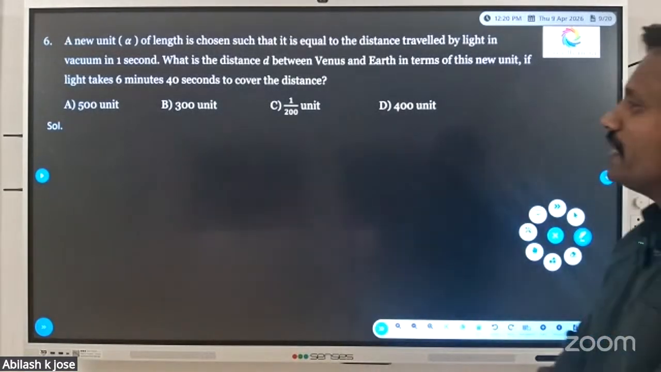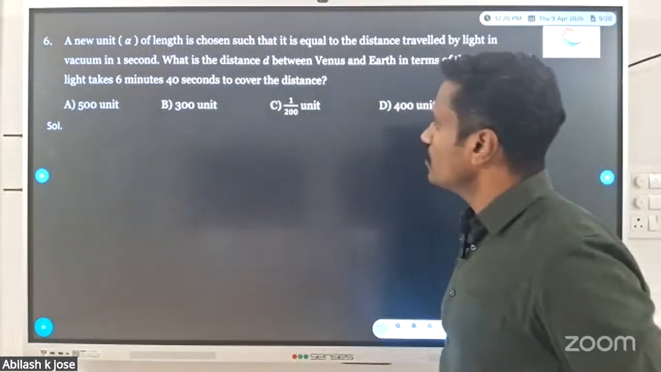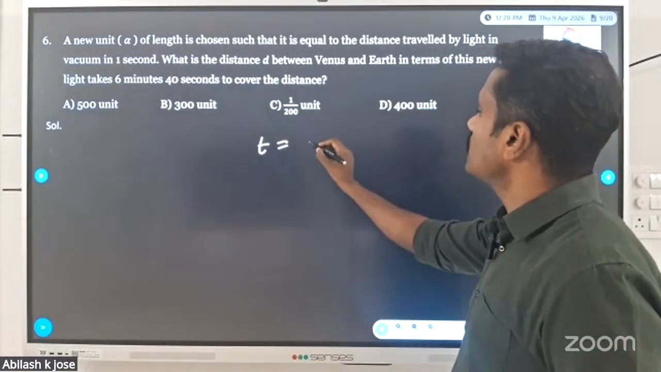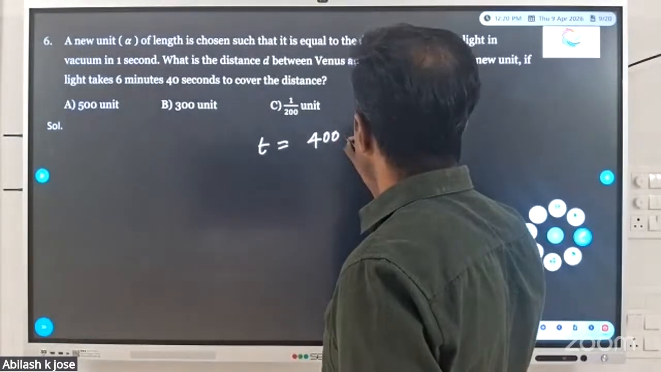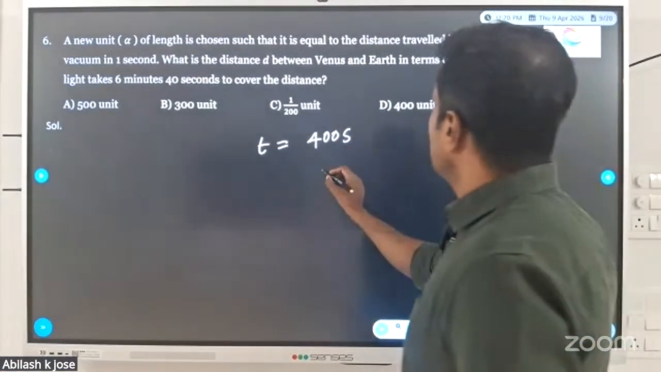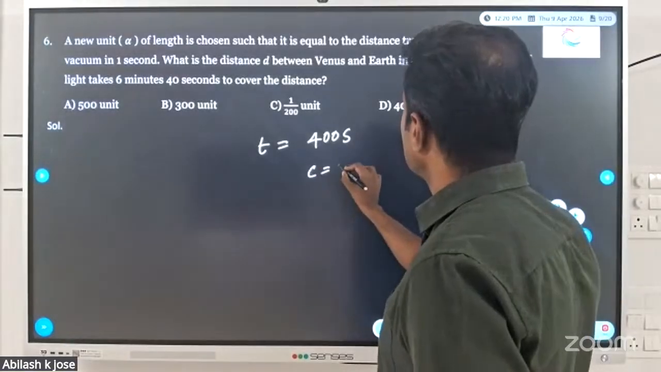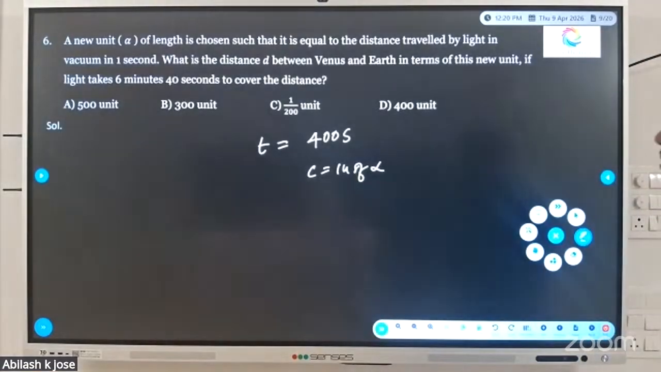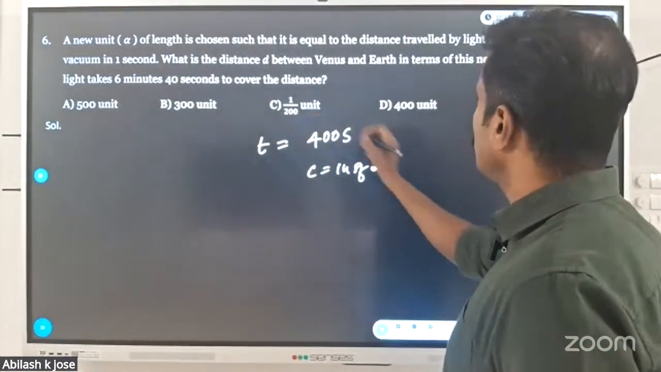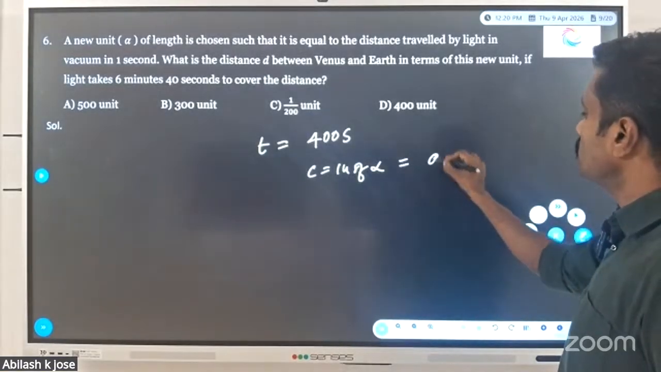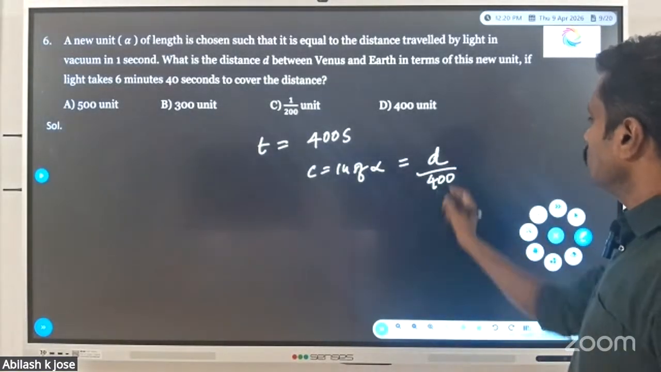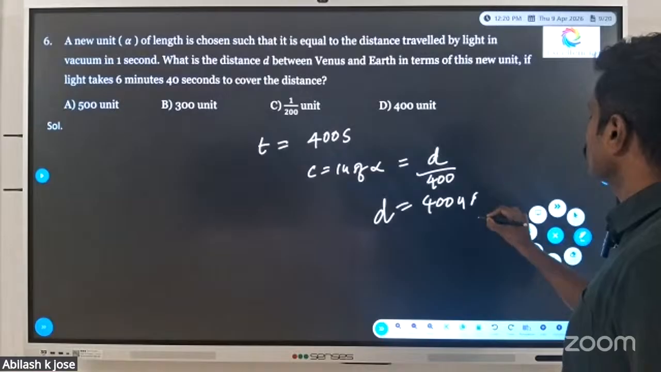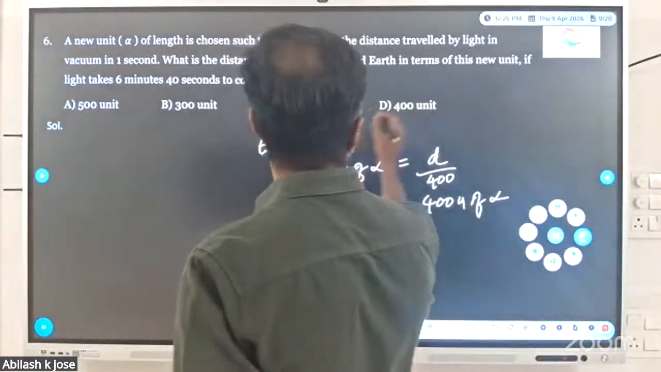If the light takes 6 minutes 40 seconds to cover the same distance, so time taken is 6 minutes 40 seconds. It is 6 into 60 plus 40, that is 400 seconds. Now c is taken as 1 unit of alpha, since we are supposed to express the distance in terms of alpha. C equals distance divided by 400 seconds. So d is equal to 400 units of alpha.